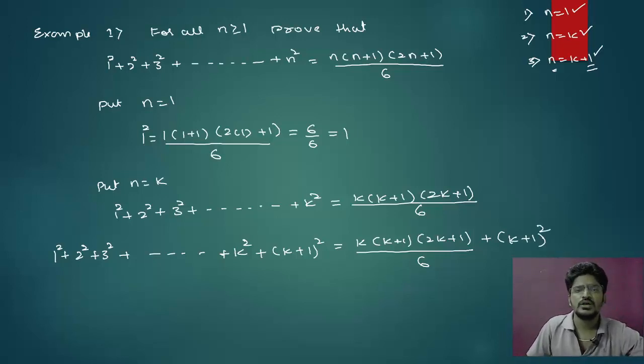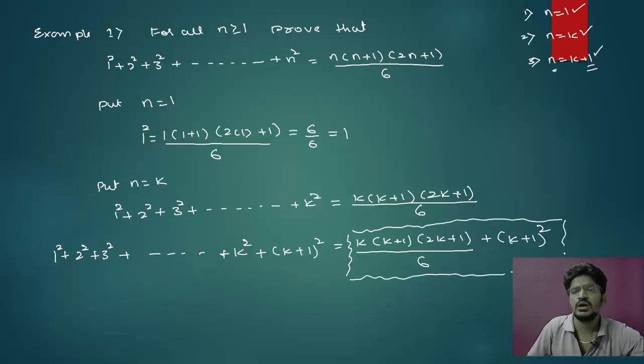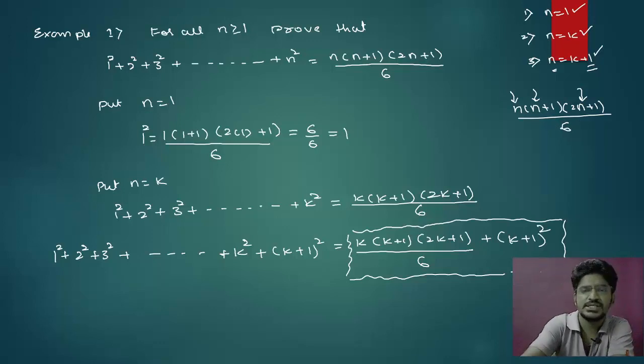Okay. So my dear students, now this term has to be solved in the form of n into n plus 1 into 2n plus 1 divided by 6. Here in the place of n, you must get k plus 1. Then the problem is over. Okay. So let us see this.